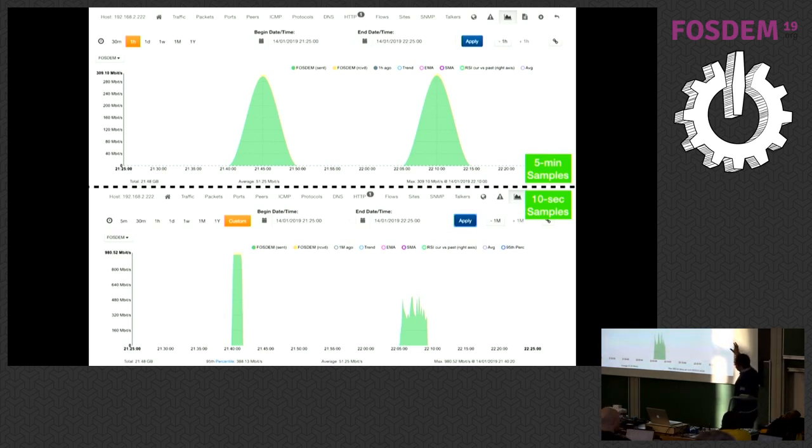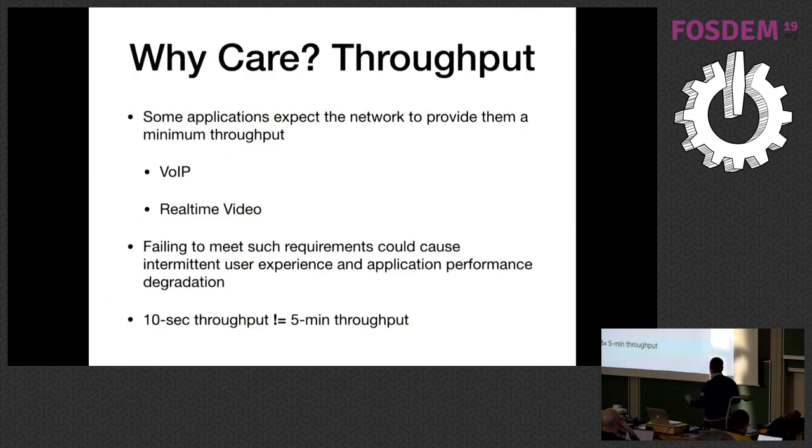Again, if you look at the time scale at the bottom, these two charts are two instances of a monitoring tool that are running and monitoring the same traffic, but one is taking samples at 5 minutes and the other is taking samples at 10 seconds. So why should we care about this?